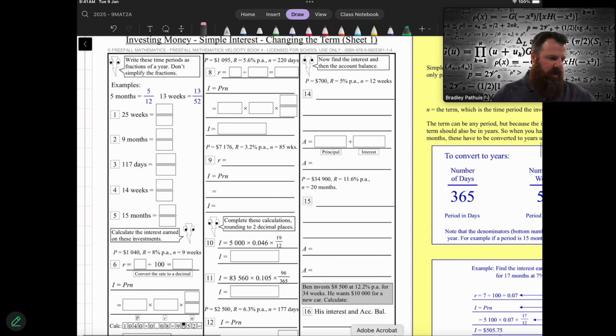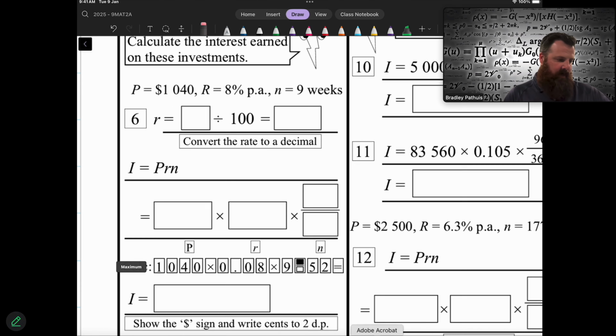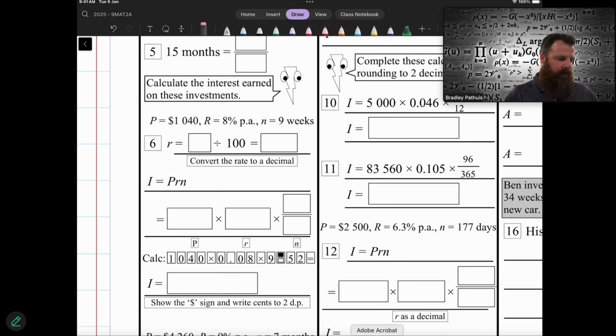Now, this second worksheet doesn't run through an example for you, but I might just do this one here for you. So question 6, we're going to convert our interest rate to a decimal. So if we start off, our interest rate R is 8. If we divide that to a decimal, we get 0.08. Our principal is 1,040. Our interest rate is 0.08.